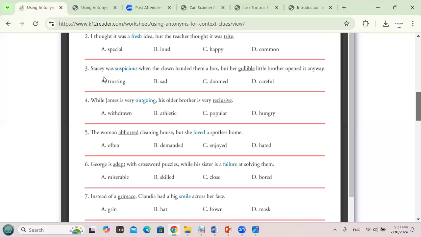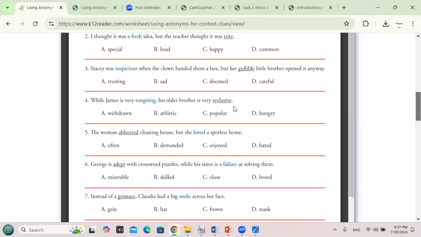Let's say you don't remember this word. Which word is the opposite of suspicious? Trusting. Yes, very good. Careful is not the opposite of suspicious. Careful is something good, and actually sometimes to be careful is to be suspicious. In some contexts they can be synonyms. So trusting. Gullible means naive, a person who believes everyone or everything easily.